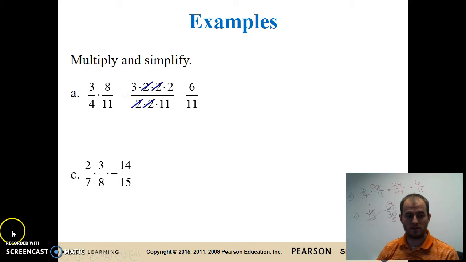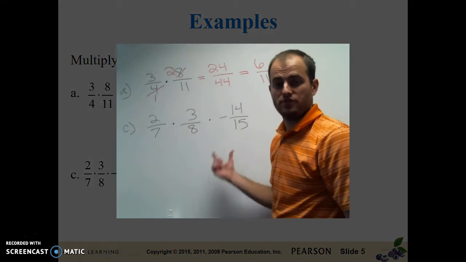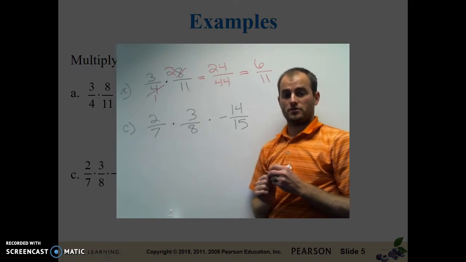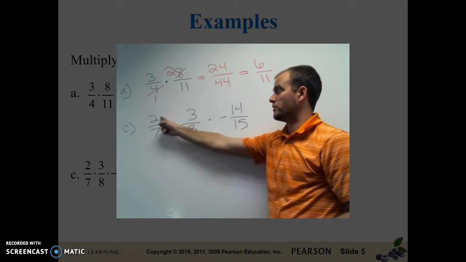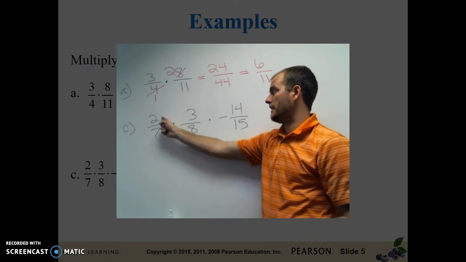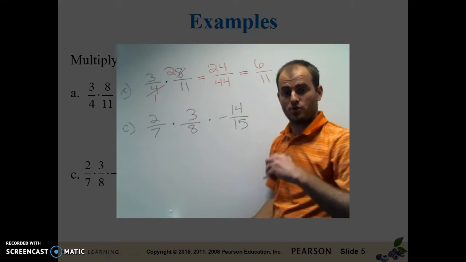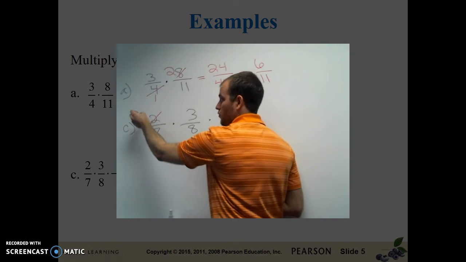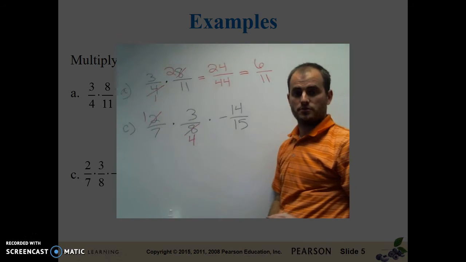Okay, let's look at letter C. For letter C, we have 3 different fractions multiplied together. So the same rule applies. Any numerator can be reduced with any denominator. So 2 doesn't go into 7, 2 doesn't go into 15, but 2 and 8 have a common factor of 2. So 2 goes into 2 one time, and 2 goes into 8 four times.